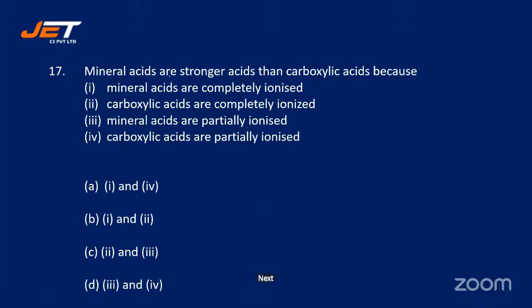Next question. Mineral acids are stronger acids than carboxylic acid because of what? The main important concept. Mineral acids are much stronger than carboxylic acids. Why? Option 1, mineral acids are completely ionized. Option 2, carboxylic acids are completely ionized. Option 3, mineral acids are partially ionized. And option 4, carboxylic acids are partially ionized. So which are the 2 right probable answers? Option 1 and 4, 1 and 2, 2 and 3, 3 and 4.